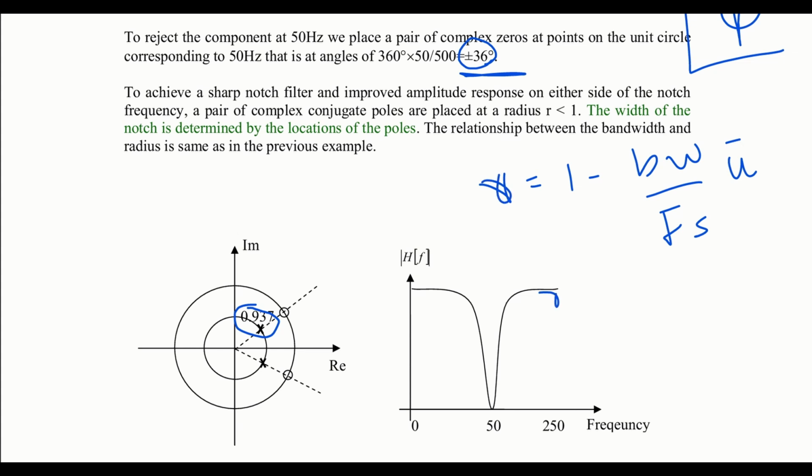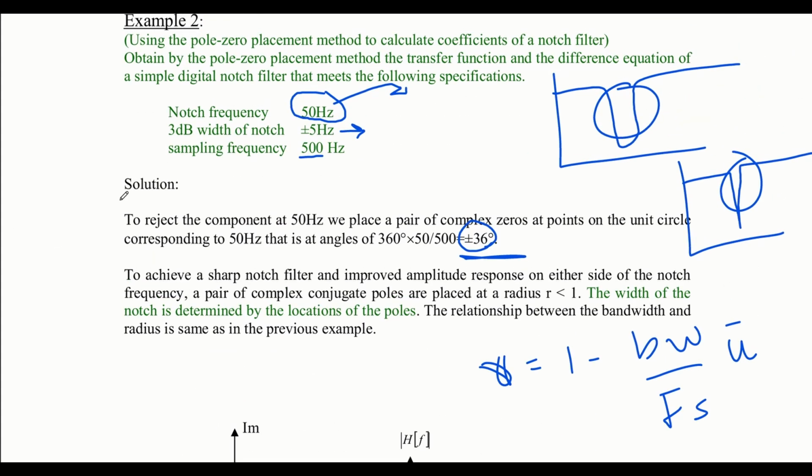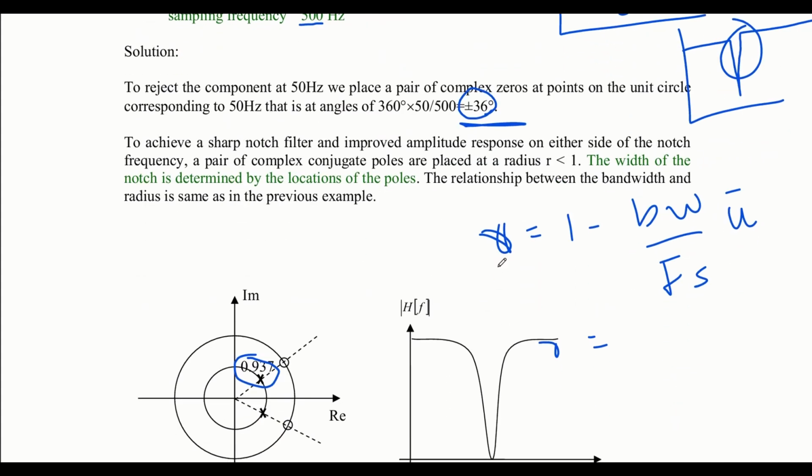Now the bandwidth, I told you that you were given a 3 dB notch width. That's the width of this small region, right? That width should be what? Plus or minus 5 hertz, right? So the bandwidth should be what? 10, right? It means plus or minus 5 within that frequency range. So the bandwidth should be 10. So you get 1 minus 10 over the sampling frequency, which is 500, times pi.